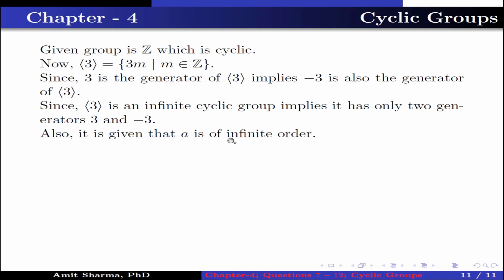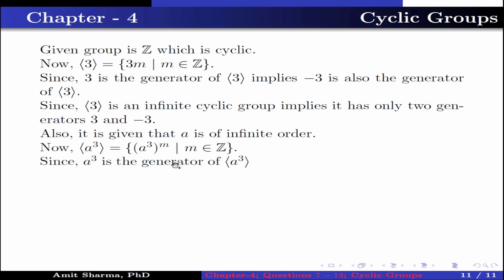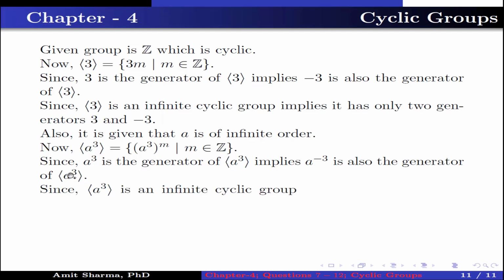Also, it is given that A is of infinite order. Now, the subgroup generated by A cube contains the elements of the type A cube to the power m, where m belongs to Z. Since A cube is the generator of this subgroup, this implies A to the power -3 is also a generator of this subgroup. Since the subgroup generated by A cube is an infinite cyclic group, this implies it has only two generators, A cube and A to the power -3.